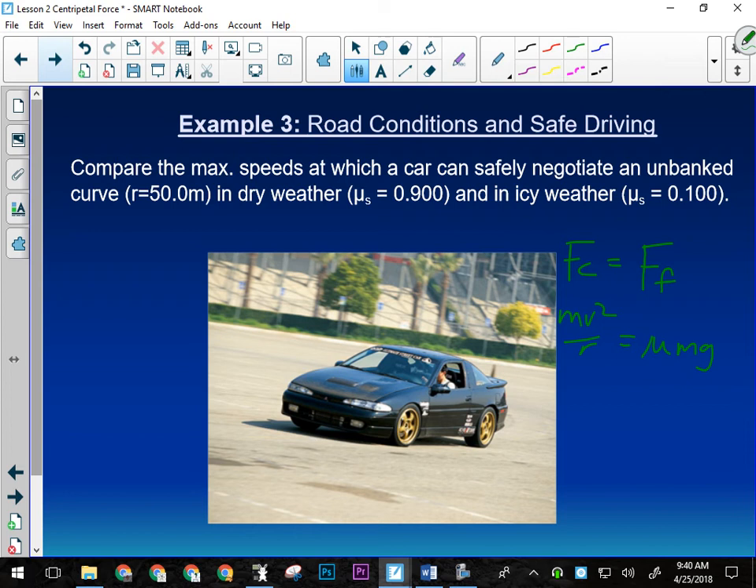negotiate an unbanked corner that has a radius of 50 meters in dry weather, where the coefficient of friction is 0.9, versus icy weather, where the coefficient of friction is 0.1. Right, so we're going to compare the speeds at which we can take this same corner.